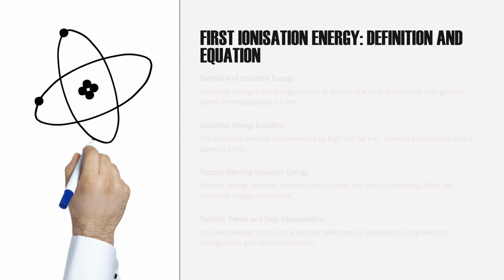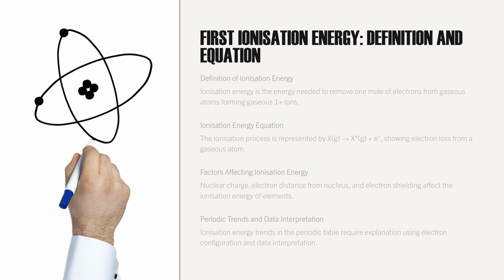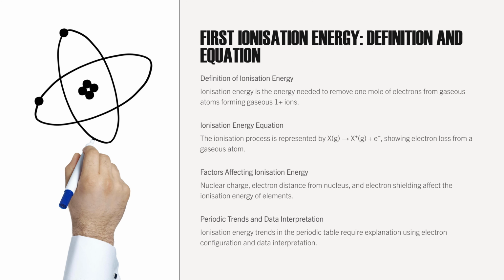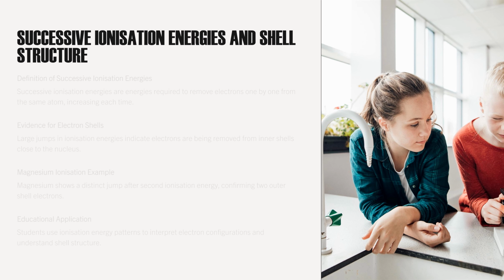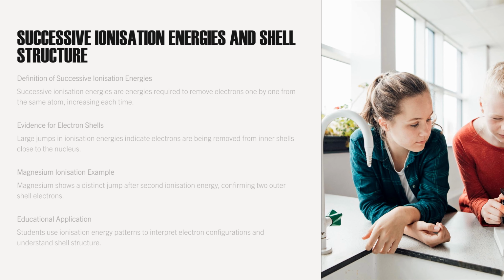First ionization energy is defined as the energy required to remove 1 mole of electrons from 1 mole of gaseous atoms to form 1 mole of gaseous 1+ ions. Ionization energy provides evidence for electron configuration and the arrangement of electrons in shells. Factors affecting ionization energy include nuclear charge, distance of the outer electron from the nucleus, and electron shielding by inner shells. Successive ionization energies refer to the energies required to remove electrons one by one from the same atom.